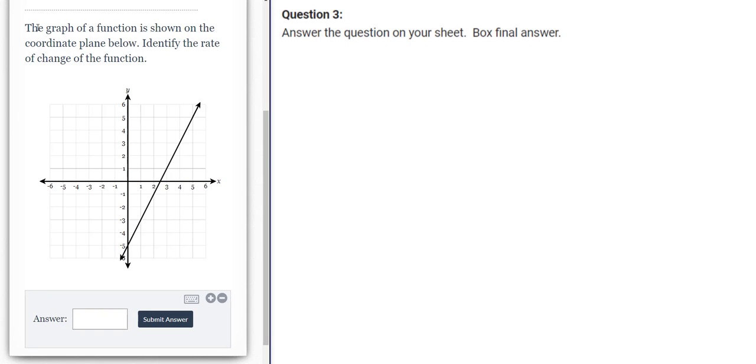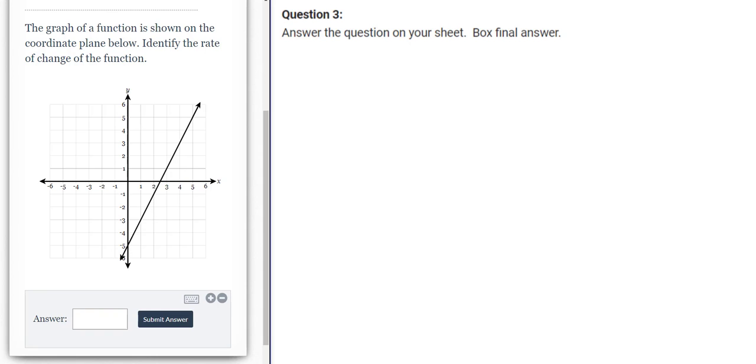Now the instructions on question 3 in Delta Math say the graph of the function is shown on the coordinate plane below. Identify the rate of change in the function. So literally, all you have to do is come up with points. This would be a point, this would be a point, this would be a point. We got a lot of points going on here.